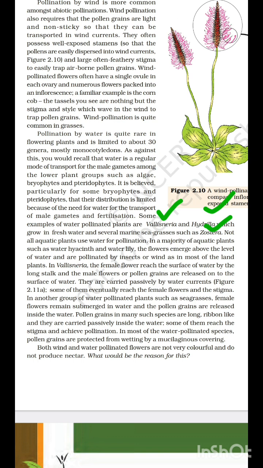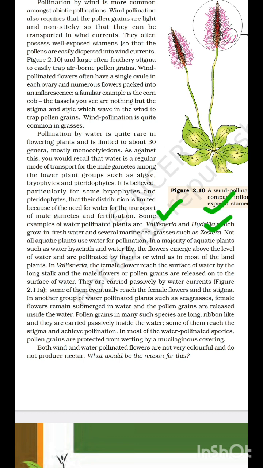As in most land plants, in Vallisneria, female flowers reach the surface of water by a long stalk, and male flower or pollen grains are released onto the surface of water. They are carried passively by water current. Some of them eventually reach the female flower and stigma.